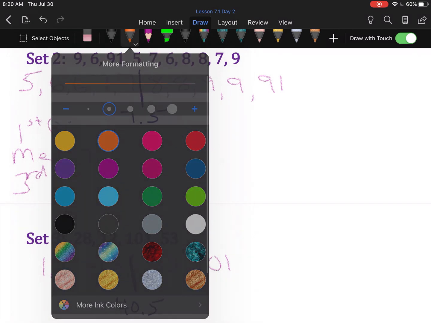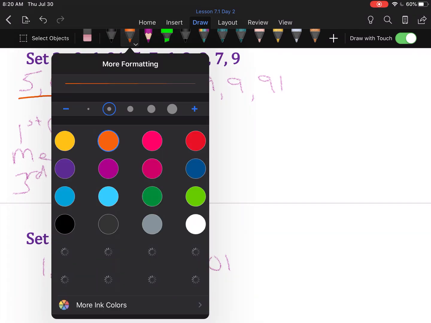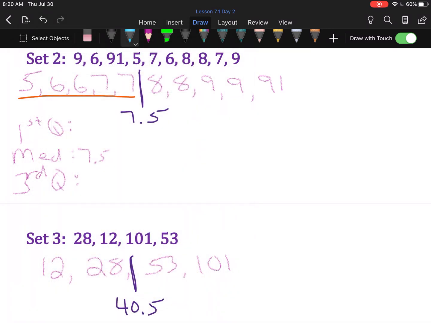And again, if we've done this right, then on the left side of the median and on the right side of the median, we should have the same number of numbers. And there are 1, 2, 3, 4, 5 orange numbers and 1, 2, 3, 4, 5 blue numbers. So the median is correct.